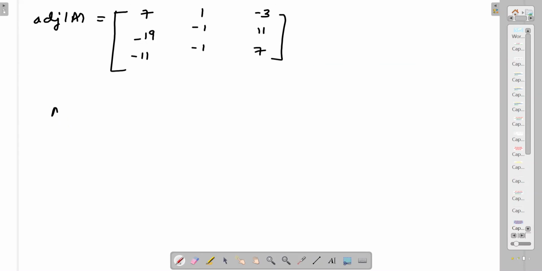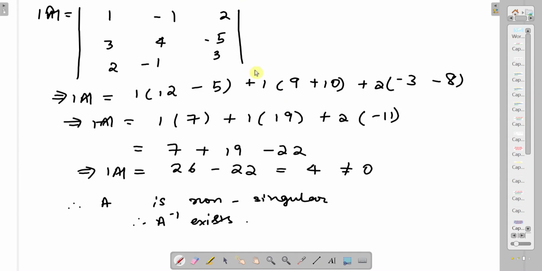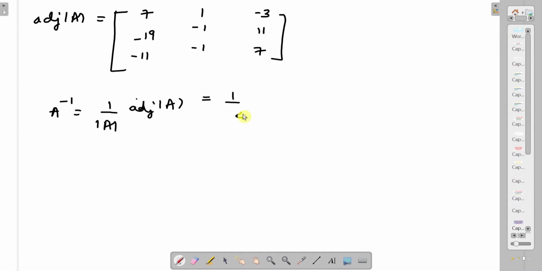Then we can find now A inverse. A inverse is 1 by determinant of A times adjoint of A. This is nothing but 1 by determinant of A, which was 4. Okay, so 1 by 4 multiplied by adjoint of A: 7, 1, minus 3, minus 19, minus 1, 11, minus 11, minus 1, 7.